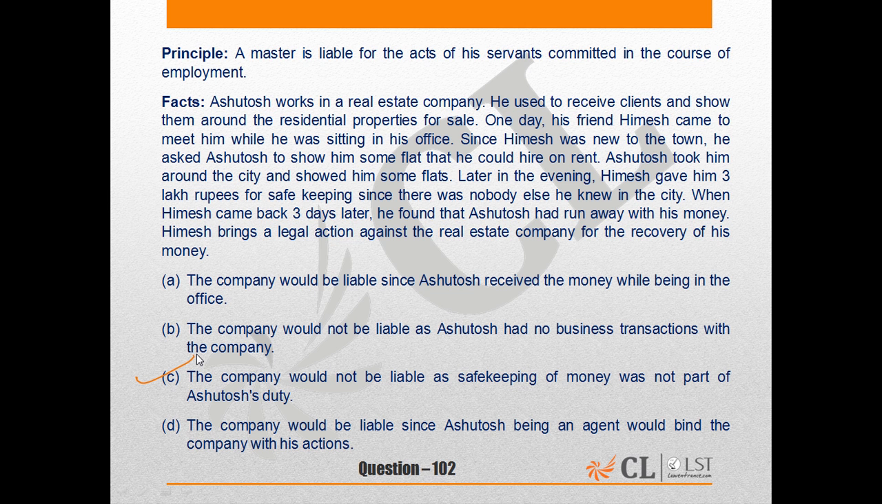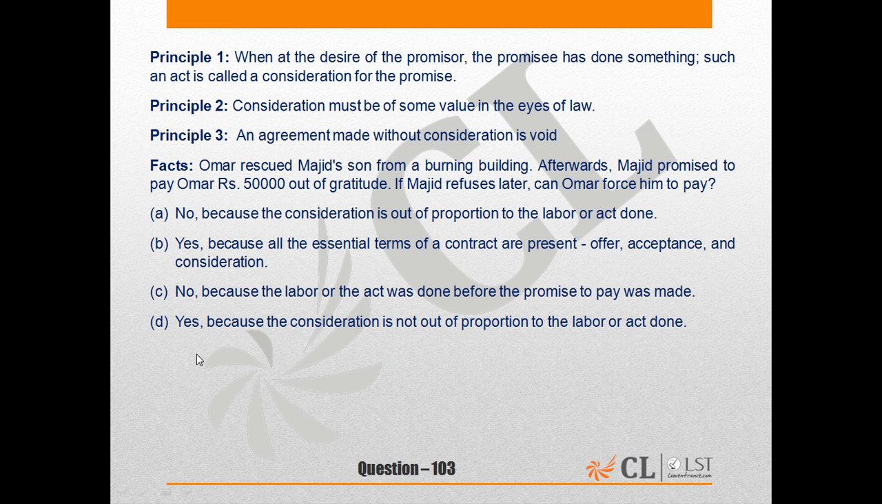Then comes down question number 103. Now this has three principles. Principle 1 talks about the promissory estoppel, that when at the desire of the promisor, the promisee has done something, that is called consideration for the promise. Principle 2, consideration must be of some value. Principle 3, agreement made without consideration is void.